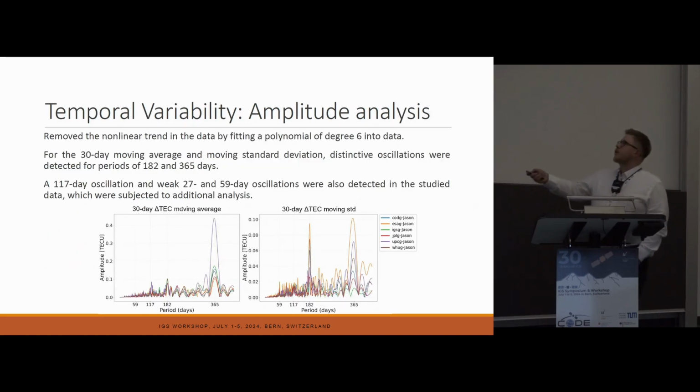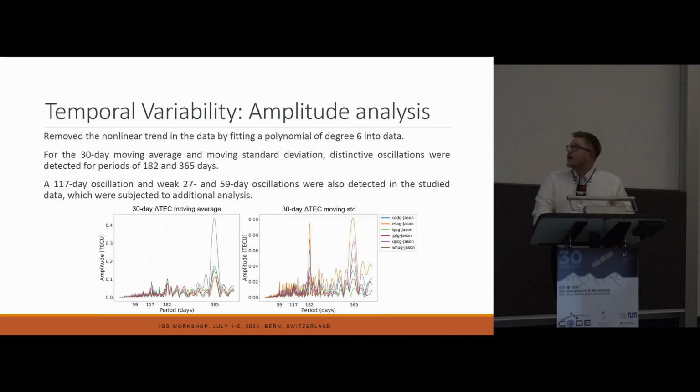So after seeing that, we went further. To study these oscillations, we removed the nonlinear trend from our data by applying a 6-degree polynomial. And then we performed spectral analysis based on the Lomb-Scargle method. As we can see, we have really pronounced annual and semi-annual peaks. And what is really interesting, we can see some other peaks, like 117 days, 59 days, 27 days.